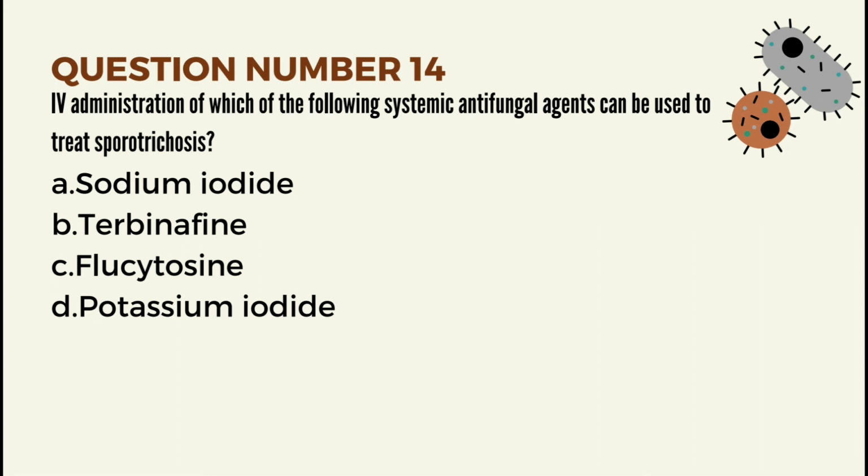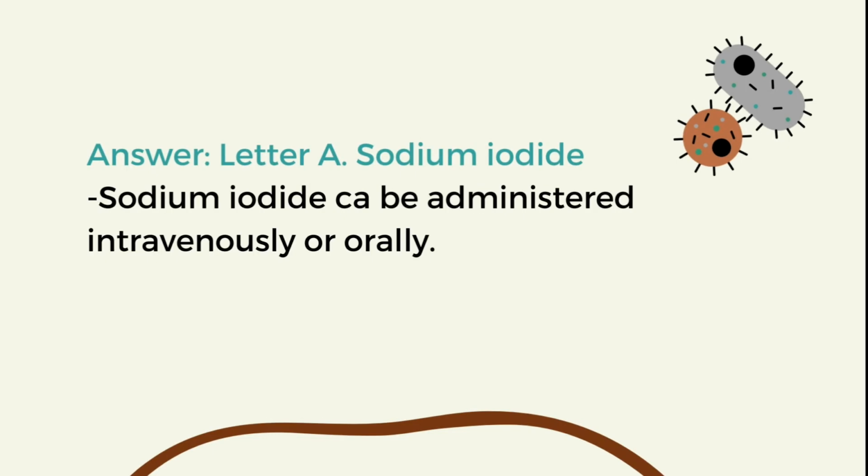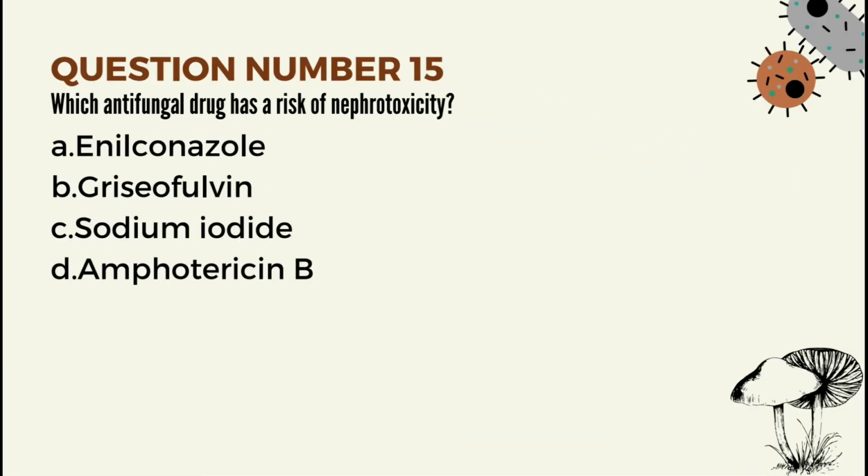Question number 14. IV administration of which of the following systemic antifungal agents can be used to treat sporotrichosis? A. Sodium iodide, B. Terbinafine, C. Flucloxacin, or D. Potassium iodide? Answer is letter A, sodium iodide. Sodium iodide can be administered intravenously or orally.